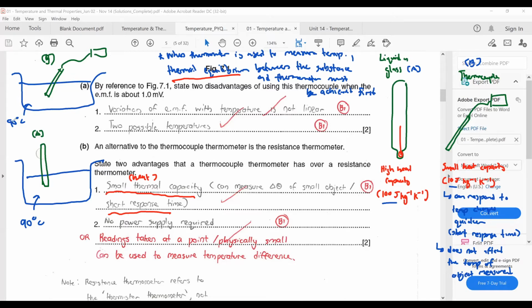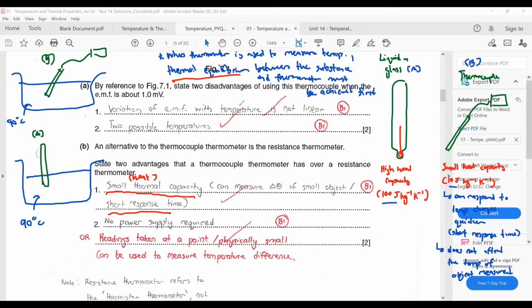If I told you that this is 90 degrees, this is 90 degrees, when you dip your thermometer A and B inside, you need to wait for it to reach thermal equilibrium first before you even take the reading. Because if you don't wait, your heat energy will still be flowing, your temperature will still be changing. So that is not really a good way of going about measuring the temperature. You need to wait for it to reach thermal equilibrium first before you measure the temperature.